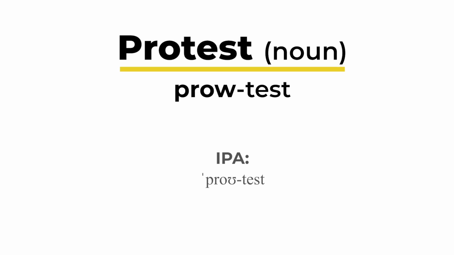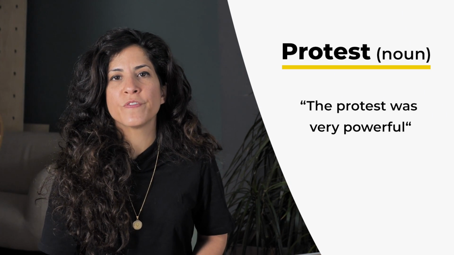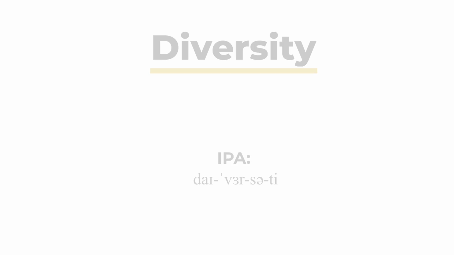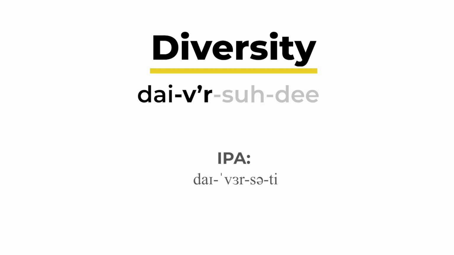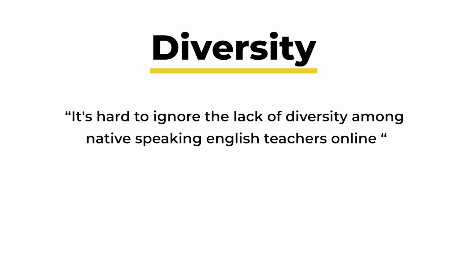Protest and protest. Protest, the noun, is an occasion when people show that they disagree with something by standing somewhere, shouting, carrying signs, etc. For example, the protest was very powerful. To protest is a verb. It's the act of protesting in a protest. The last word for today is diversity. Diversity is the state of having people who are different races or who have different cultures in a group or organization. For example, it's hard to ignore the lack of diversity among native-speaking English teachers online.